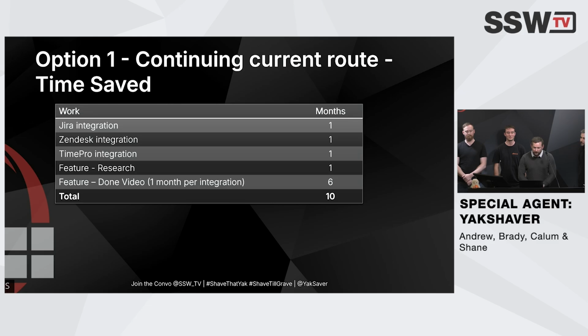So option 1 would be continuing the current route and looking at the time saved. So the Jira integration, 1 month. Zendesk integration would also take a month, same as Time Pro and the feature for the research. Now, when we look at the Done videos, it's going to effectively be 1 month per integration, equaling 6 months, which leaves us with a total of 10 months.